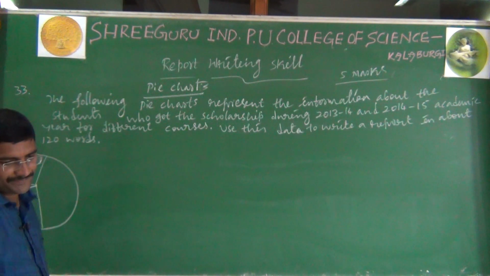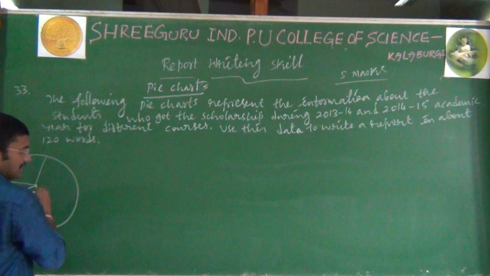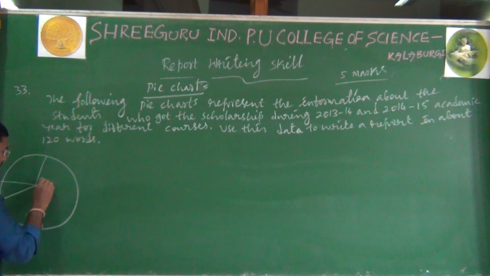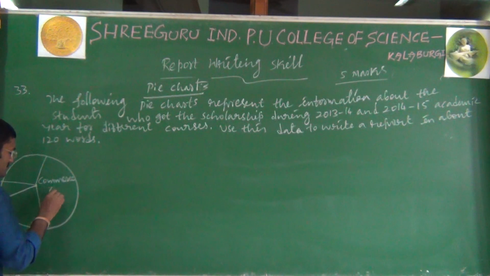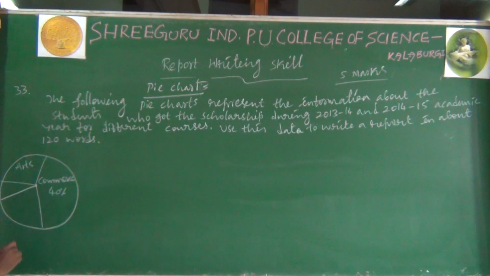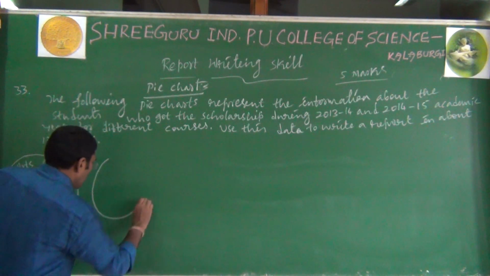My dear students, the first pie chart shows commerce with 40%, arts 35%, medical 10%, engineering only 15%. Let us go to the next.